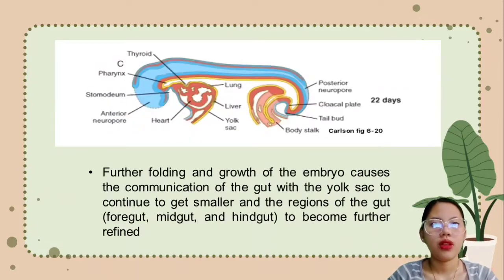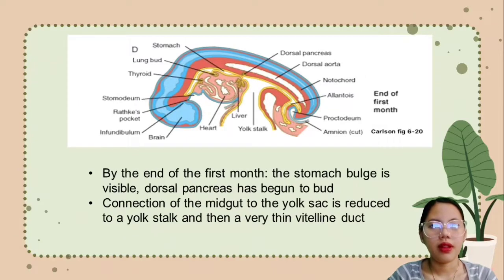Around 22 days of human development, further folding and growth of the embryo cause the communication of the gut with the yolk sac to continue to get smaller, and the regions of the gut, foregut, midgut, and hindgut, become further redefined. By the end of the first month, the stomach bulge is visible. The dorsal pancreas has begun to bud. The connection of the midgut to the yolk sac is reduced to the yolk stalk and the very thin vitelline duct.